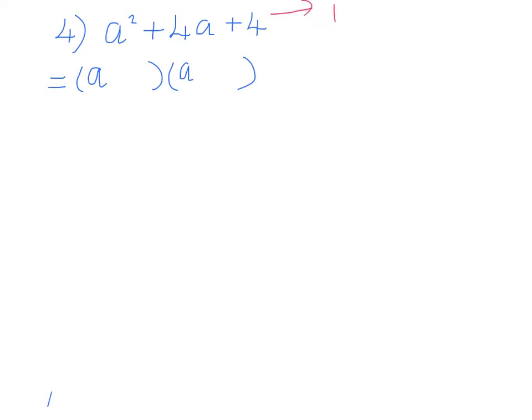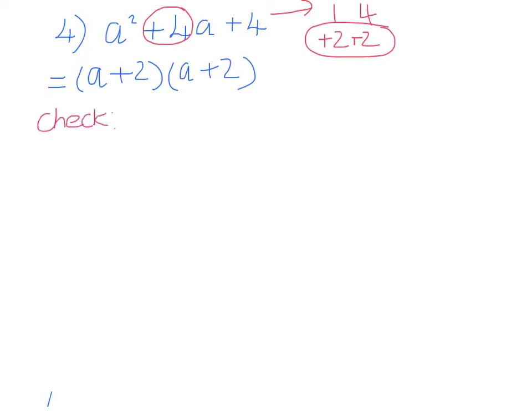Factors of 4 are 1 times 4 or 2 times 2. If we want them to add together to give us the plus 4, it's going to be a positive 2 and a positive 2. So I just pop them in my brackets like so. Now remember, we're finished now, that we've answered the question. But if you're not sure, you're doing a check and you're multiplying out.